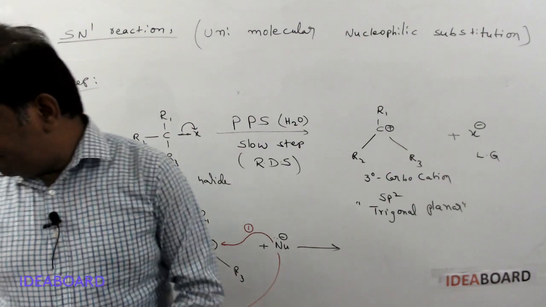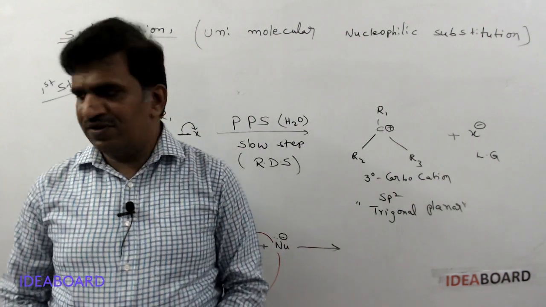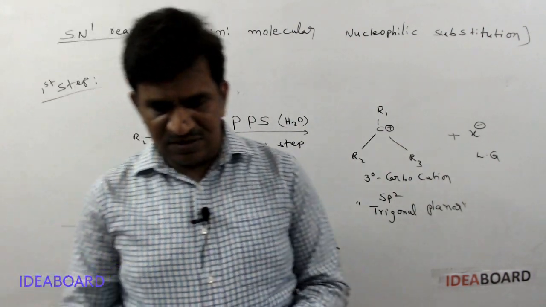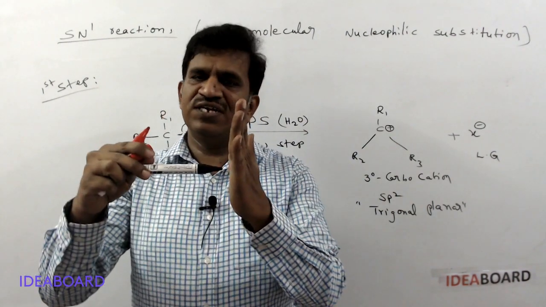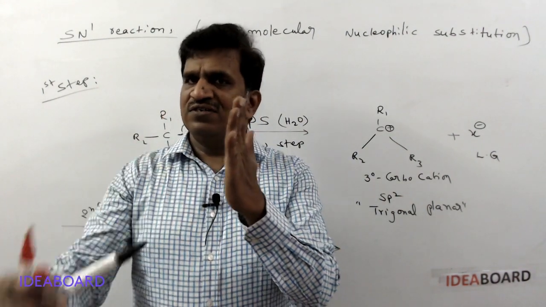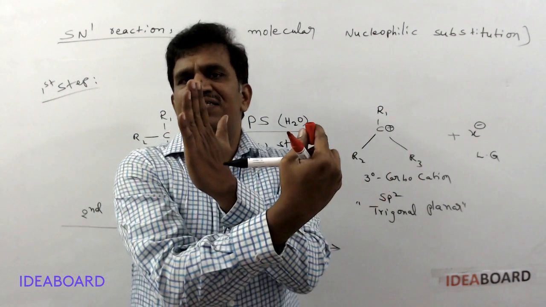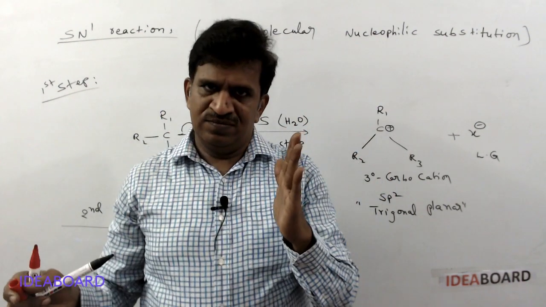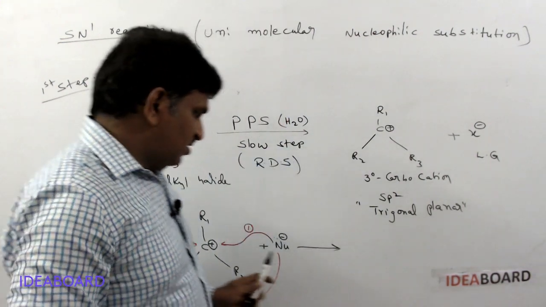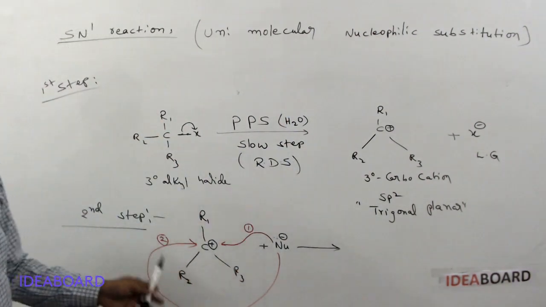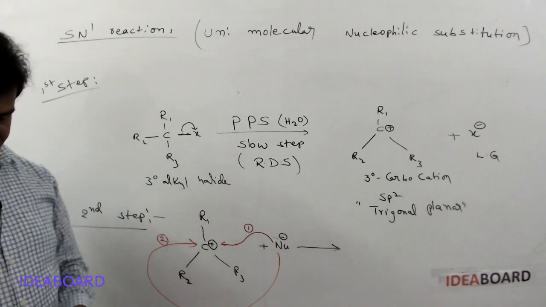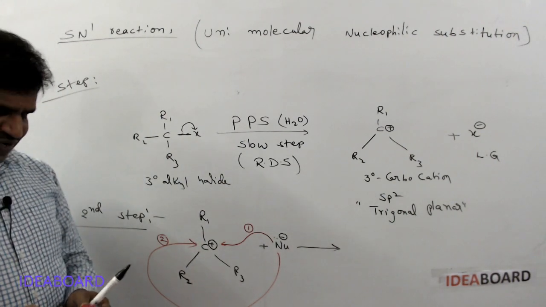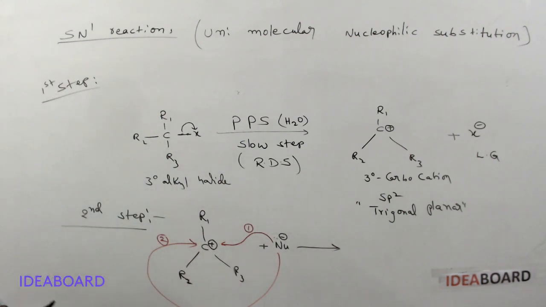Like a paper, suppose this is one plane. If the nucleophile is attacking from this front side, then we will get one product. If the nucleophile is attacking from the back side, you will get another product. That is the actual advantage of this process, because the carbocation has a trigonal planar shape. So the nucleophile can attack from the front side and from the back side.